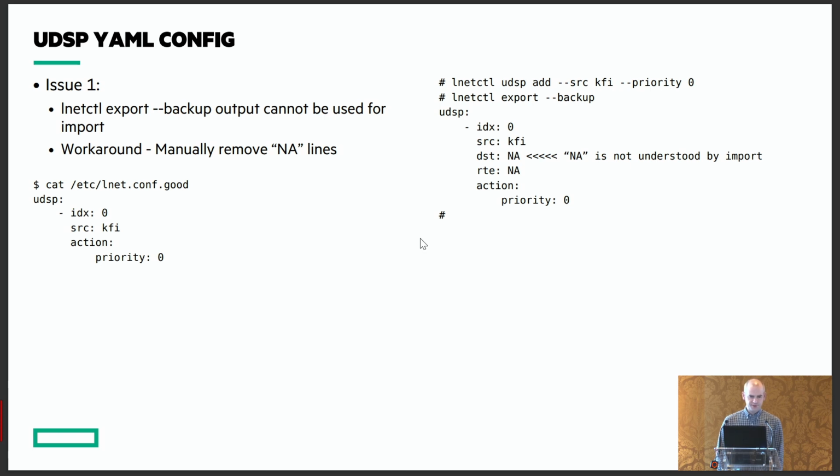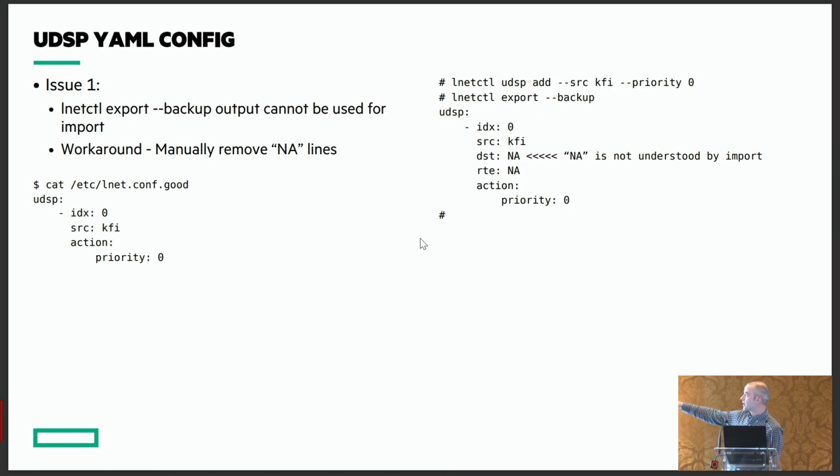Okay, so I mentioned UDSP supports YAML configuration. I just wanted to highlight a few issues that I discovered when testing this feature. A common way to generate an LNet YAML config is to use the CLI to place the configuration and then use this export command to generate a file that you can just save. But the output that this generates for UDSP cannot later be imported.